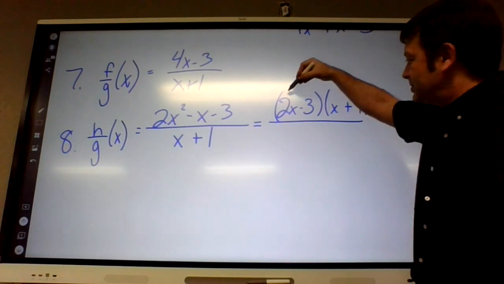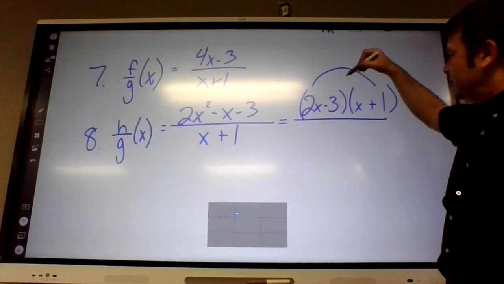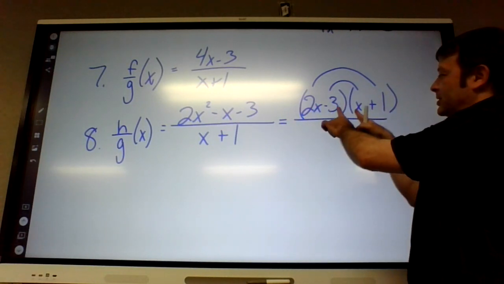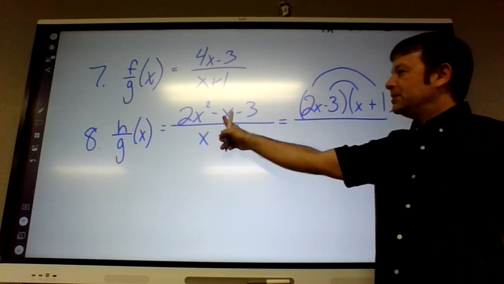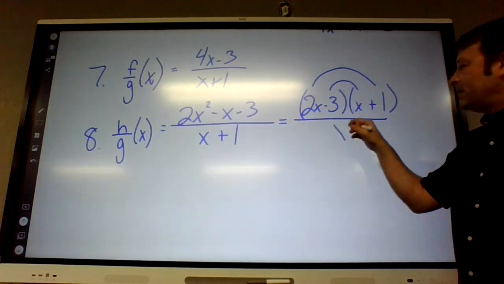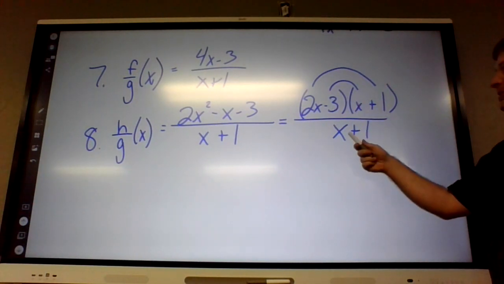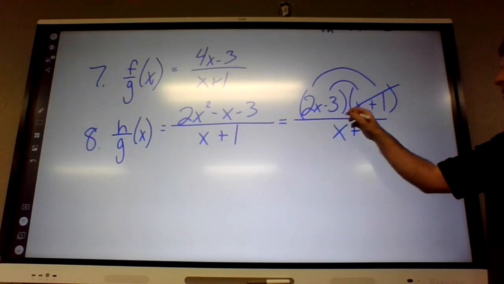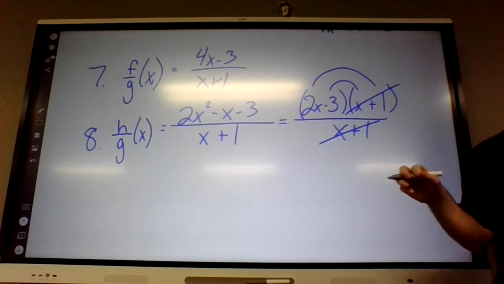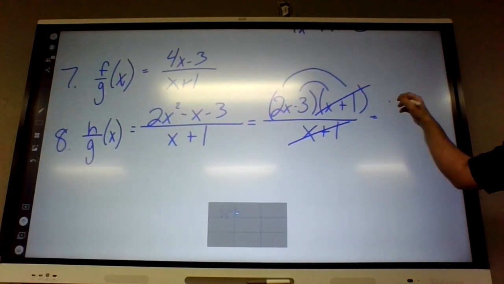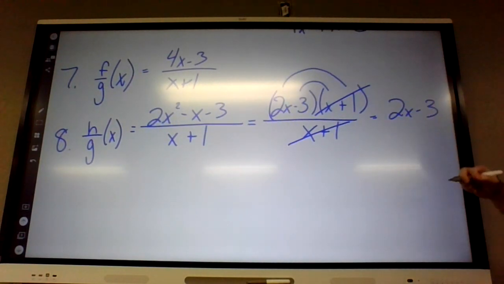And remember how to check this. Does the outside, inside of the FOIL add up to the middle term? 2x minus 3x equals negative 1x. Yeah, that's factored. Now, this only works if it divides perfectly. What happens when I have this over this? The x plus 1's cancel out. So the answer is just 2x minus 3. So just for reference, we don't need to show work on this one.